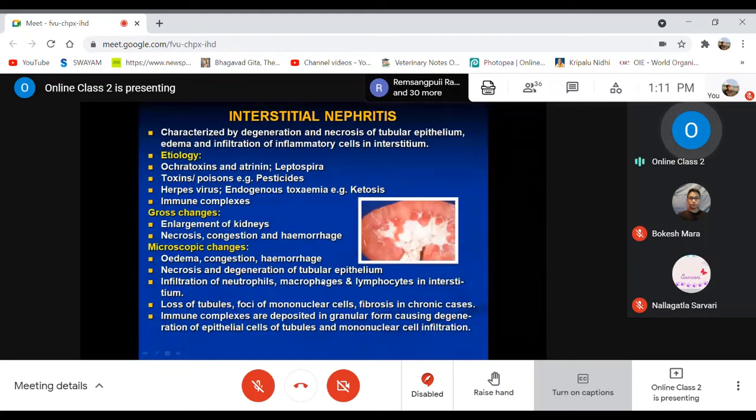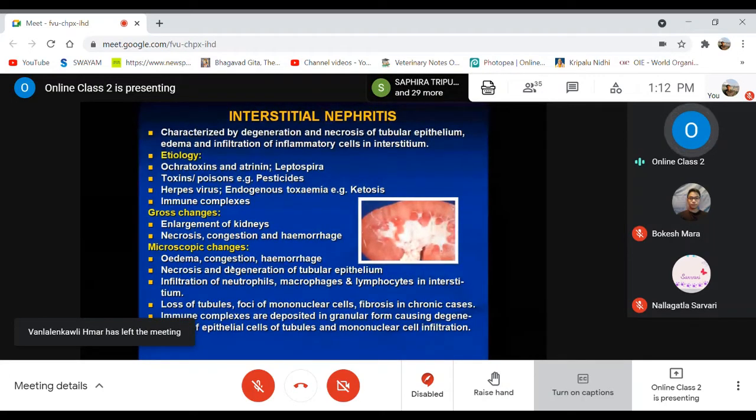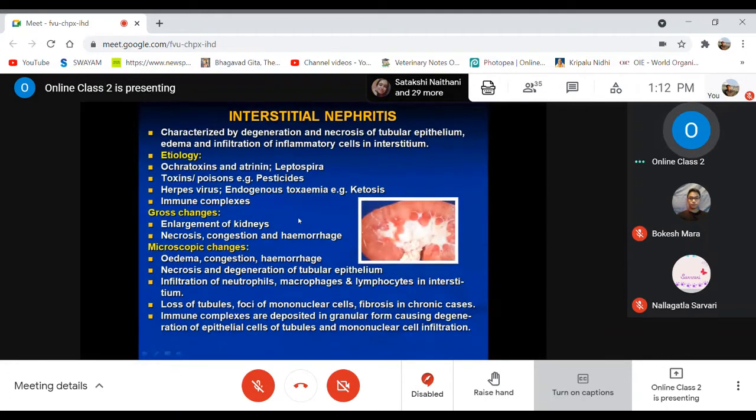So in this case, the interstitium, meaning the interstitium in between the tubules, is the particular part showing the inflammatory reaction, where there can be degenerative and necrotic changes, particularly of the tubular epithelium, and then edema and infiltration of inflammatory cells. It is mostly caused by ochratoxins, atronine, toxicities and poisoning cases like pesticide toxicity, then herpes virus infection, endogenous toxemia, ketosis, as well as immune complex formations.